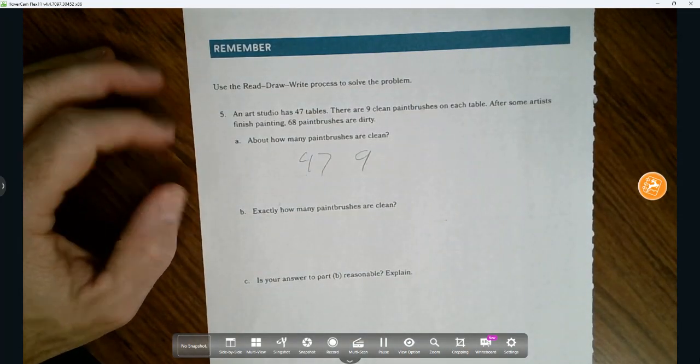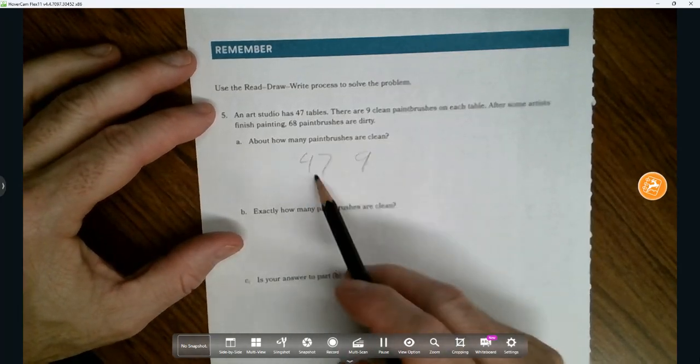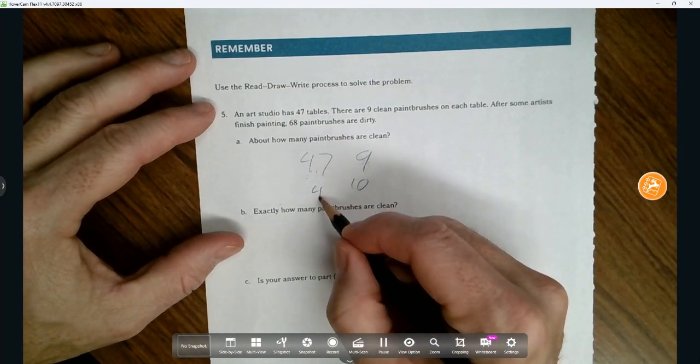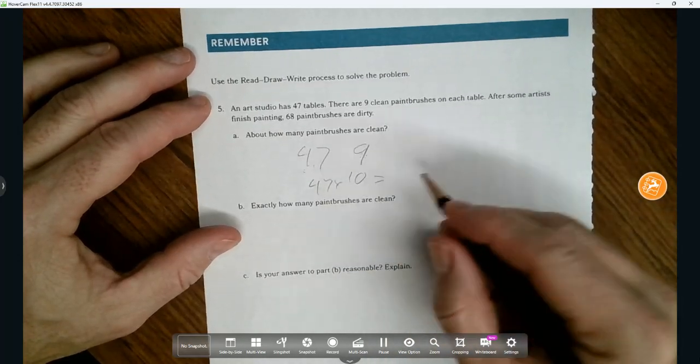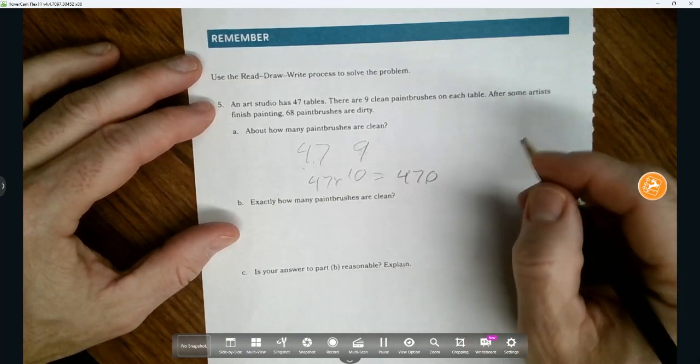So the easiest way would be to round one of these. I would round the 9 and just make it 10. So do 47 times 10. And we know anytime we have a 1 and a 0, we write the same number down and put the 0 at the end. So this is about how many paintbrushes we have.